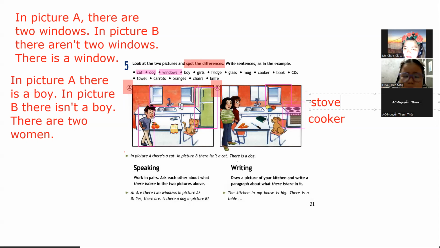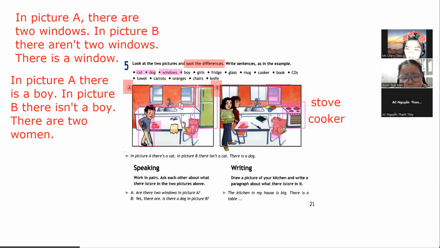In picture A, there are oranges. Good. There are three oranges. All right. In picture B, there are three oranges. Oranges. There are two carrots. Okay, good. So that's a good one. Very good. You notice the difference between the fruit and the vegetable. All right, continue. What else?